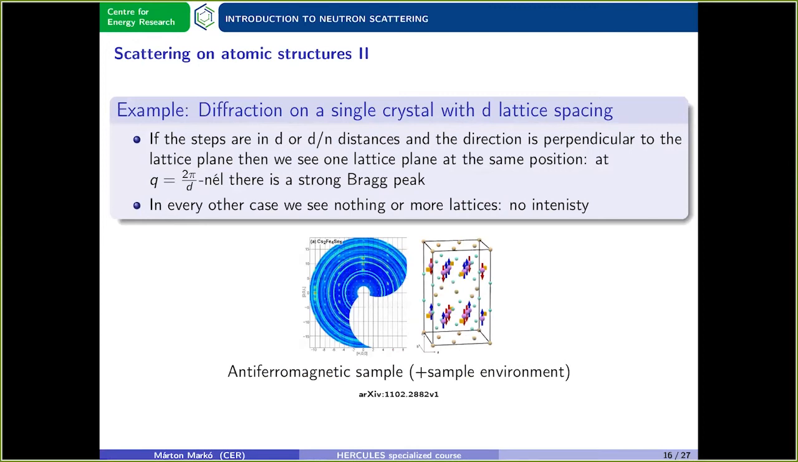There is one example, for example, diffraction. We have a lattice spacing in a single crystal where the unit cell of the single crystal is just repeated infinitely. And what we see, if we have the right steps perpendicular to the lattice plane, then we will see at a given point very high intensity and nothing else with other steps.